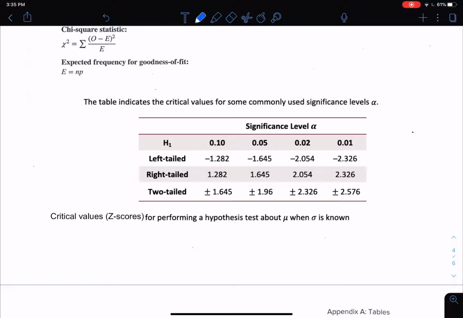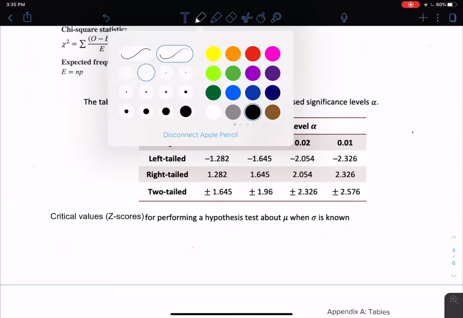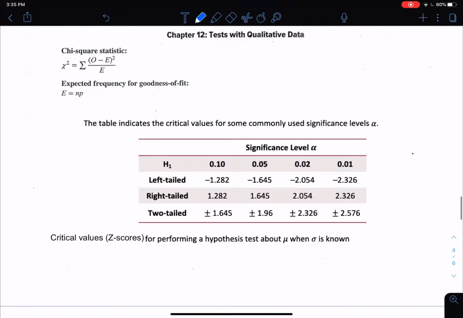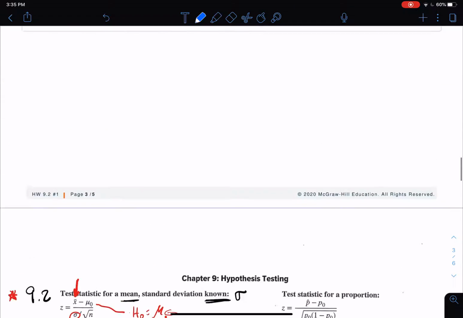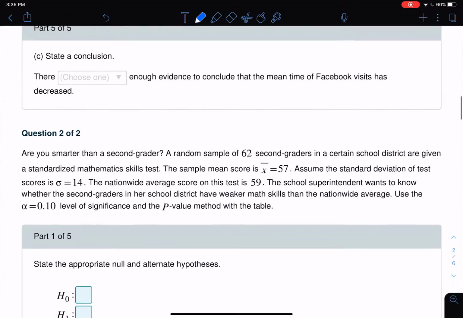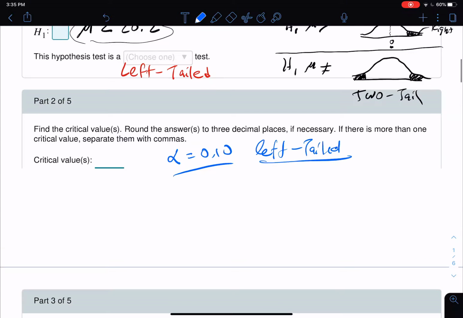Okay, so now the bits of information that we're looking at for this problem are that it's a left tail, and the significance alpha level was 0.10. So that means our critical value has to be this one right here. That means the z critical value is negative 1.282.